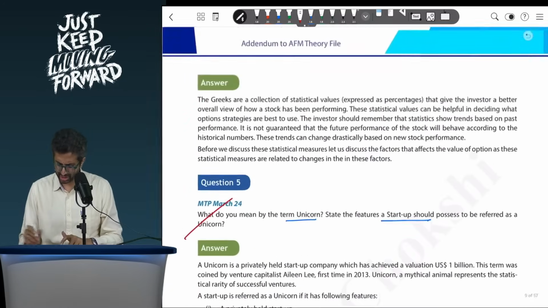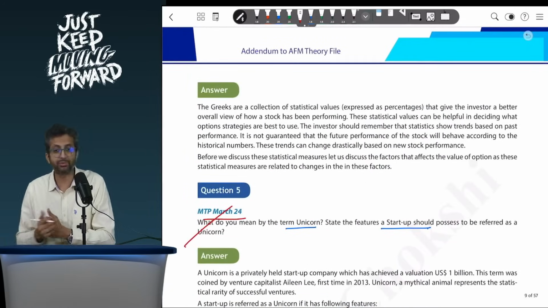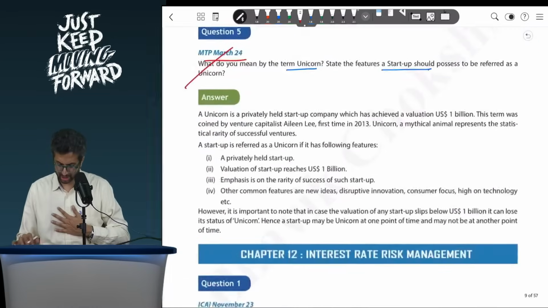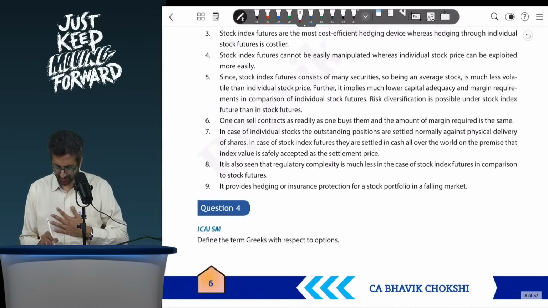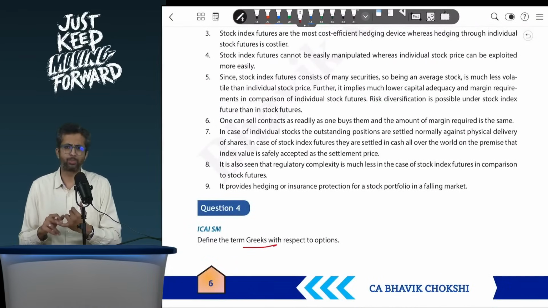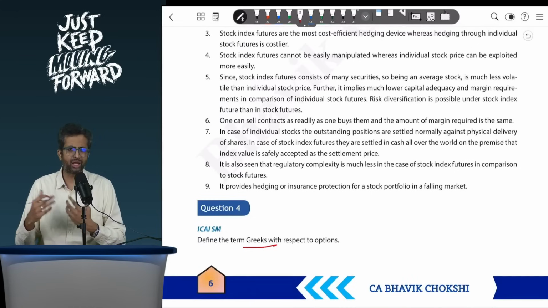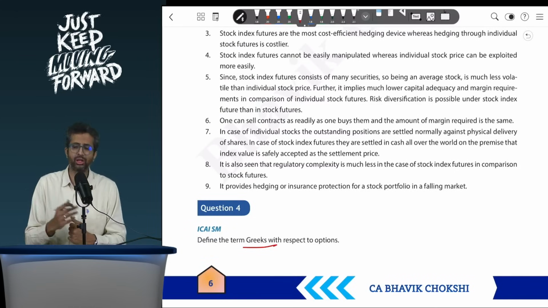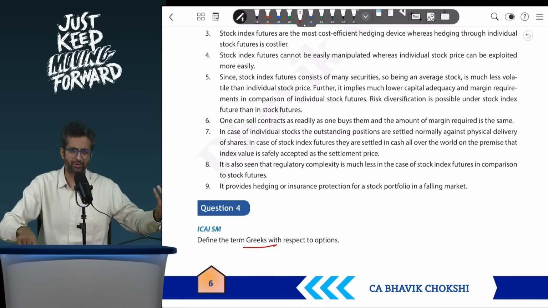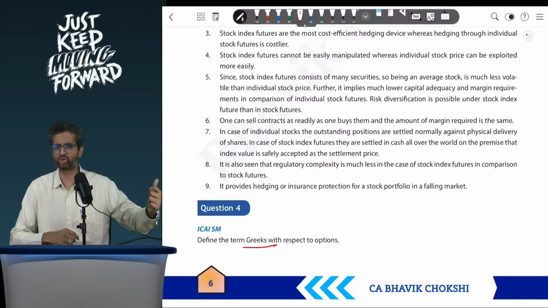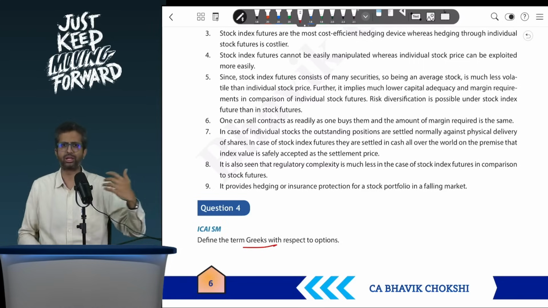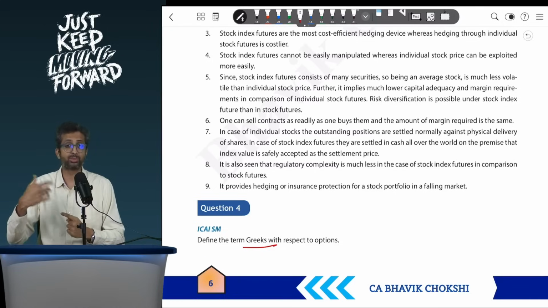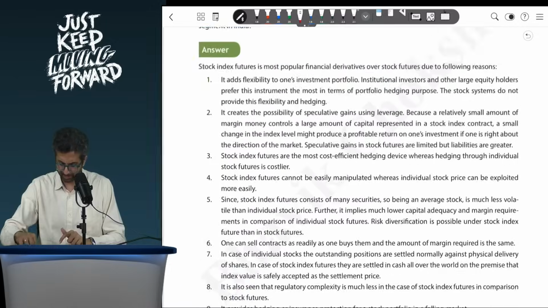Unicorn is already discussed. So you see, most of the MTP RTP questions are from the new material over here. Define Greeks. Greeks are like option delta, gamma, vega, rho. They try to measure the sensitivity of your option in response to a particular factor. Like delta is in response to price, gamma is in response to, let us say, the delta movement, vega is in response to volatility, rho is in response to interest rate, theta is in respect of time.